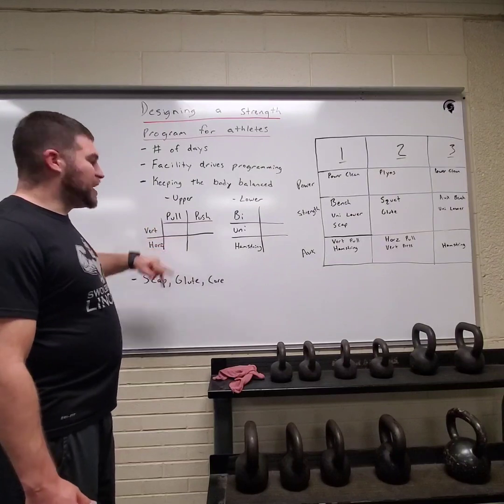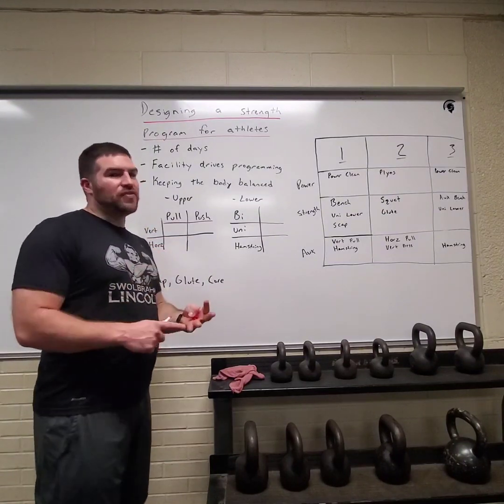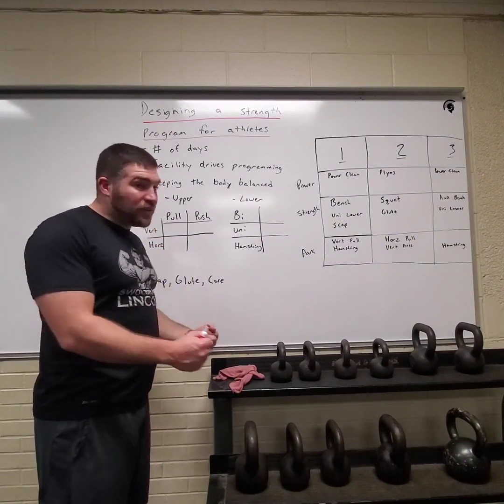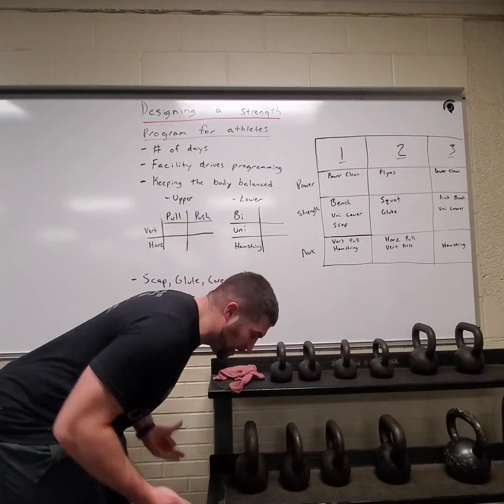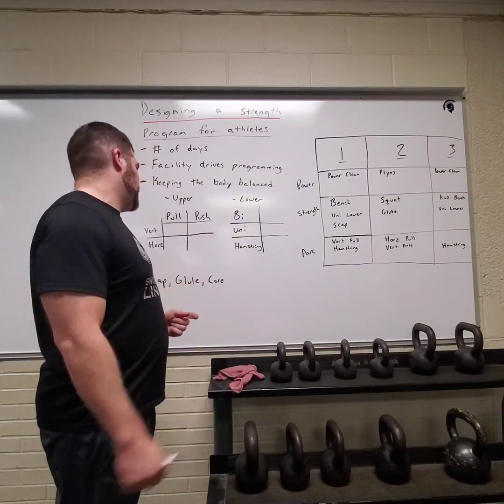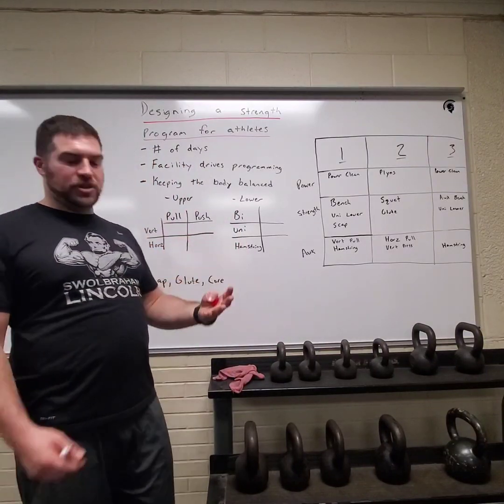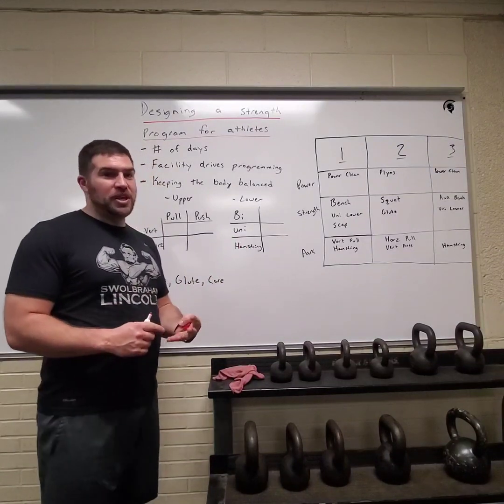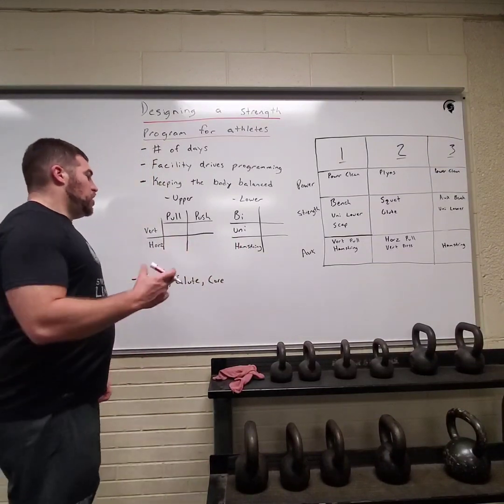Then bringing it down, horizontal pull: your dumbbell rows, your inverted rows, anything, bent over rows where you're hinging down and you're trying to pull that bar into your body. And then horizontal push, pretty simple, your bench presses and your push-ups. That's where you're going to go there.